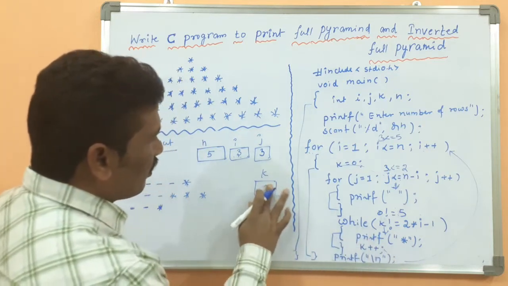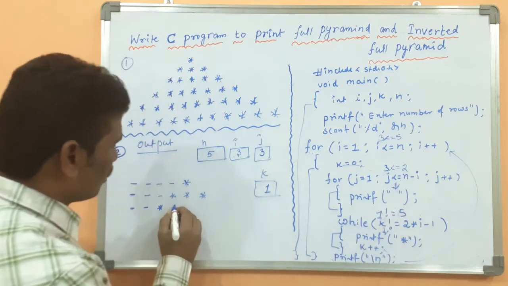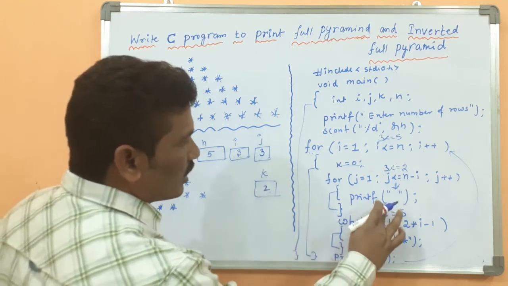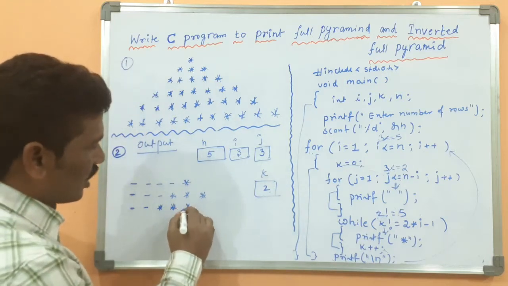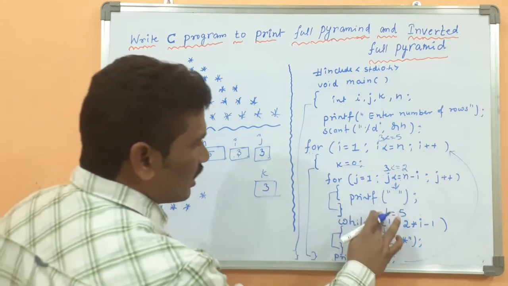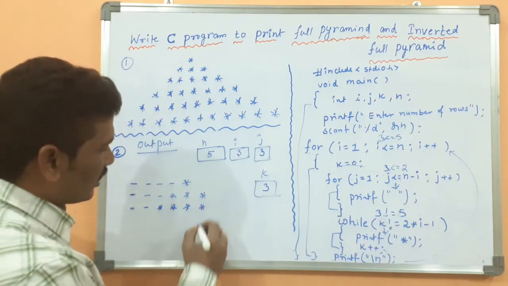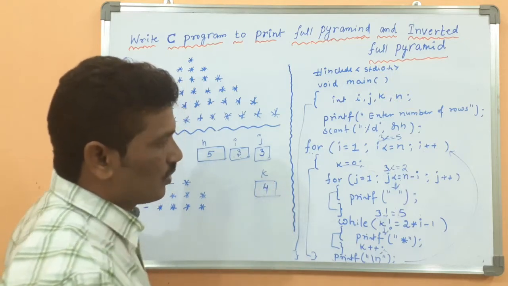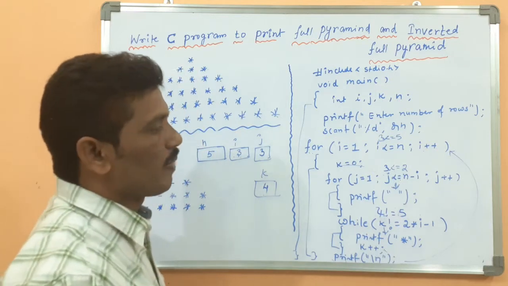Again k value is incremented by 1. K value becomes 1. 1 less than or equal to 5, the condition is true. Another star should be displayed over here. Then k value is incremented by 1. K value becomes 2. Then 2 less than or equal to 5, the condition becomes true. Then another star should be printed. Then k value is incremented by 1. K value becomes 3. Then 3 less than or equal to 5, the condition returns true. Then another star should be printed. The k value is incremented by 1. K value becomes 4. Then 4 less than or equal to 5, the condition returns true.